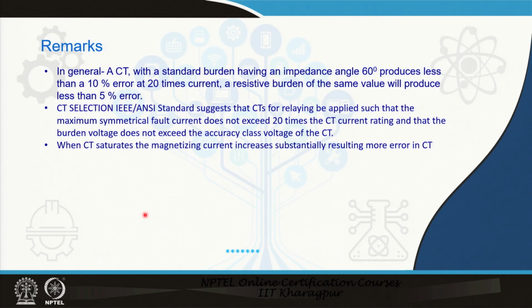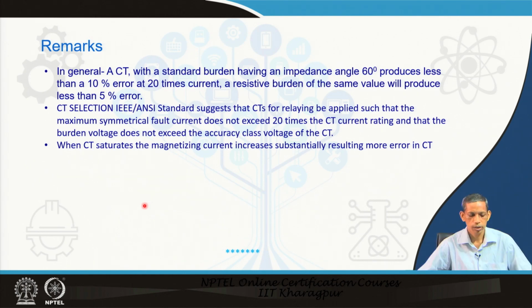So, in overall remarks, a CT with a standard burden having an impedance angle of 60 degree produces less than 10% error at 20 times current, and a resistive burden of the same value will produce less than 5% error. This is a general remark when that calculation is observed: a resistive burden will have less error as compared to the same value of inductive burden.